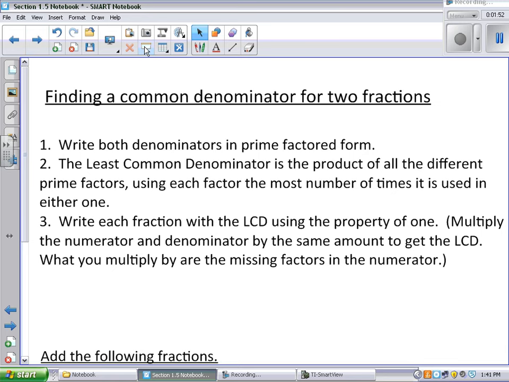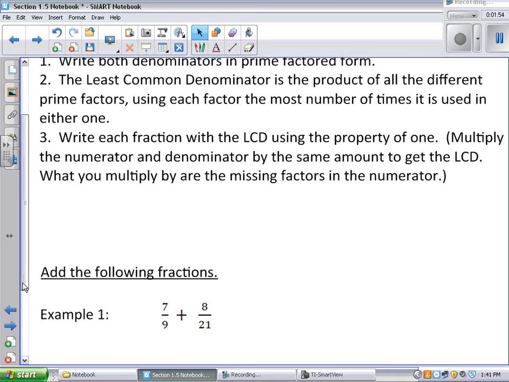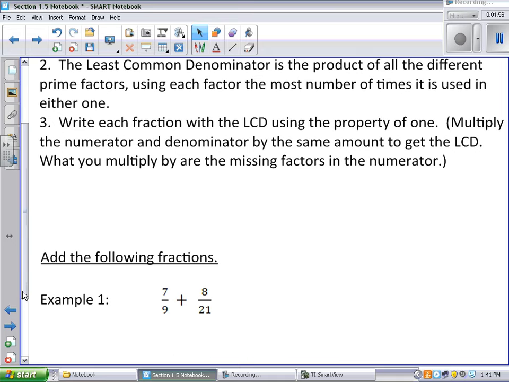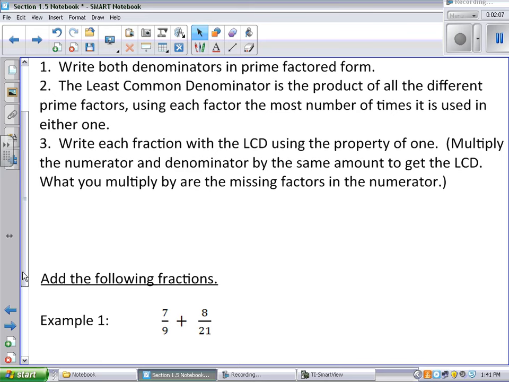So let's look at some examples. Add the following fractions. If we look, we have 7/9 plus 8 over 21. The denominators are not the same. So if we look at our steps here, the first thing it says is to write both denominators in prime factored form. So 9 is 3 times 3. 21 is 3 times 7.